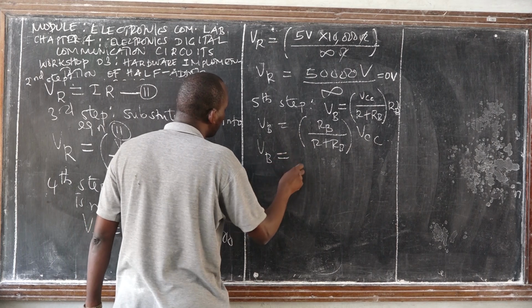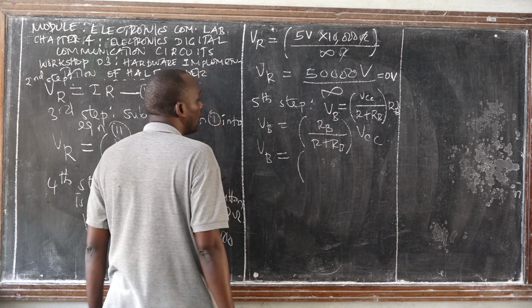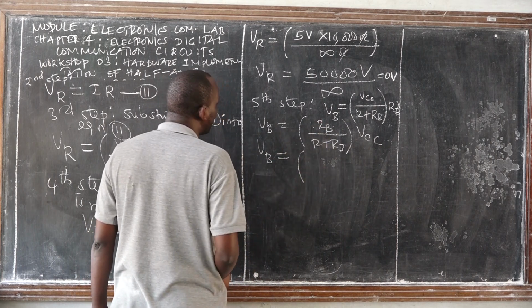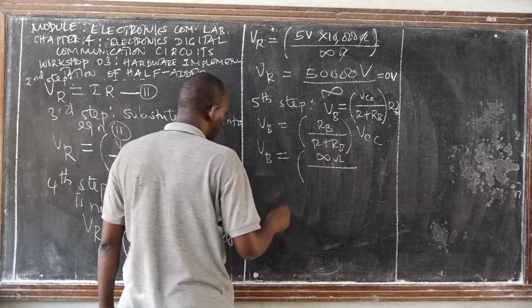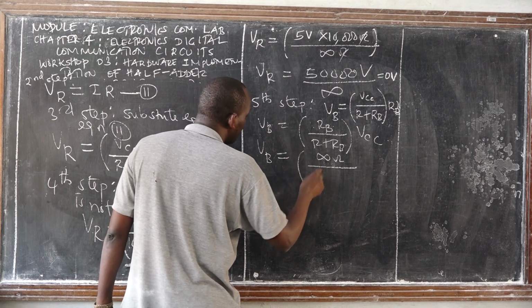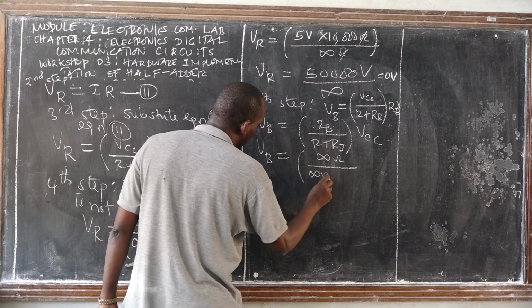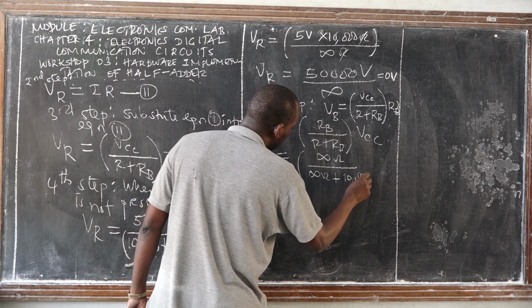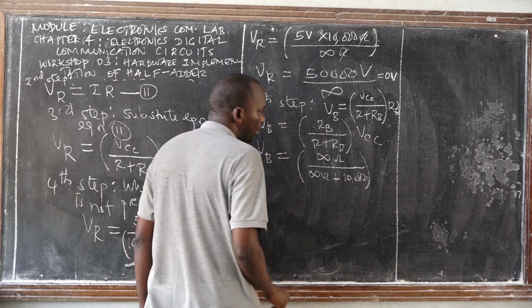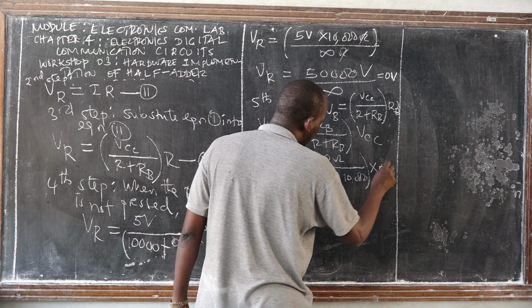If the push button is not pressed, what is the resistance of the push button? Infinity ohm. Plus the resistance, which is 10,000, multiplied by 5 volt.